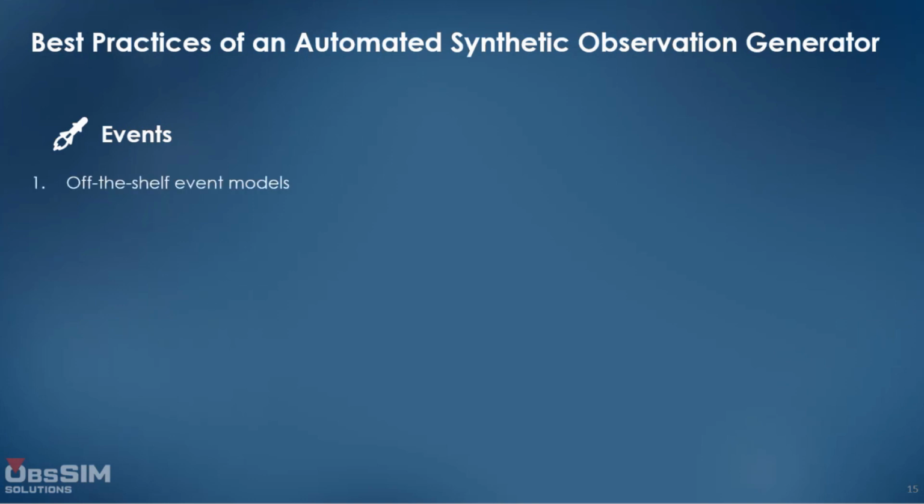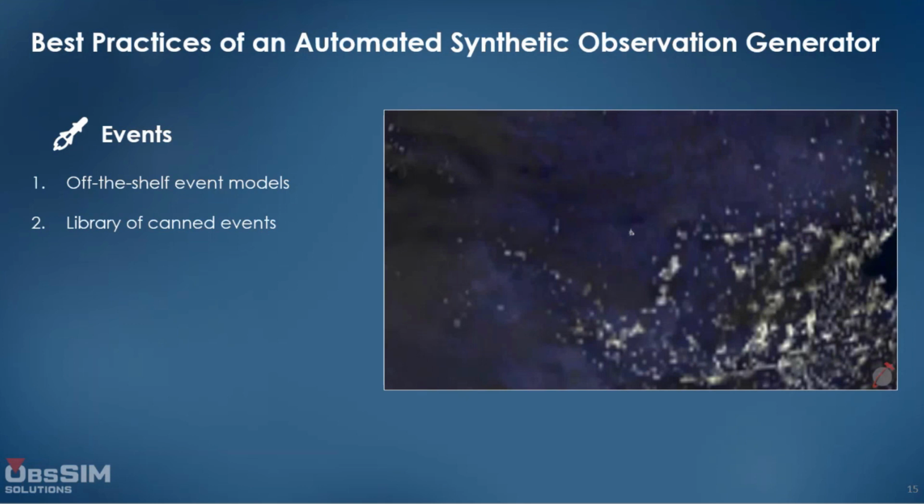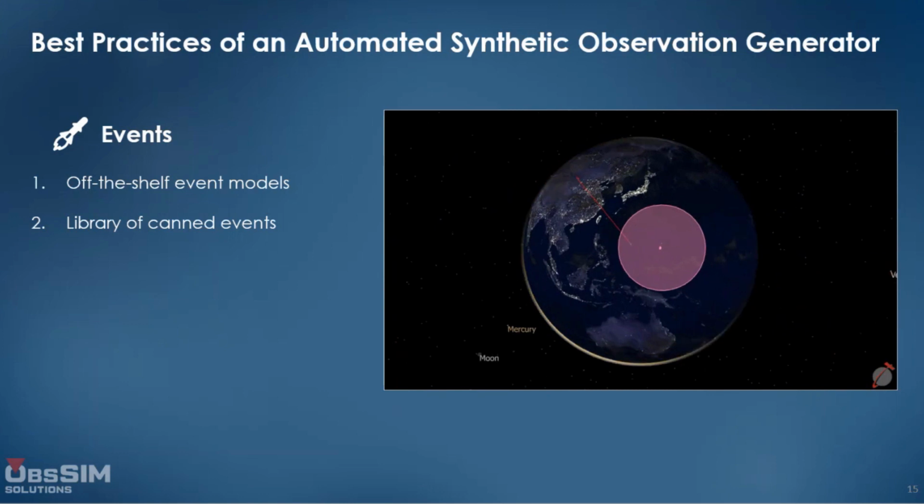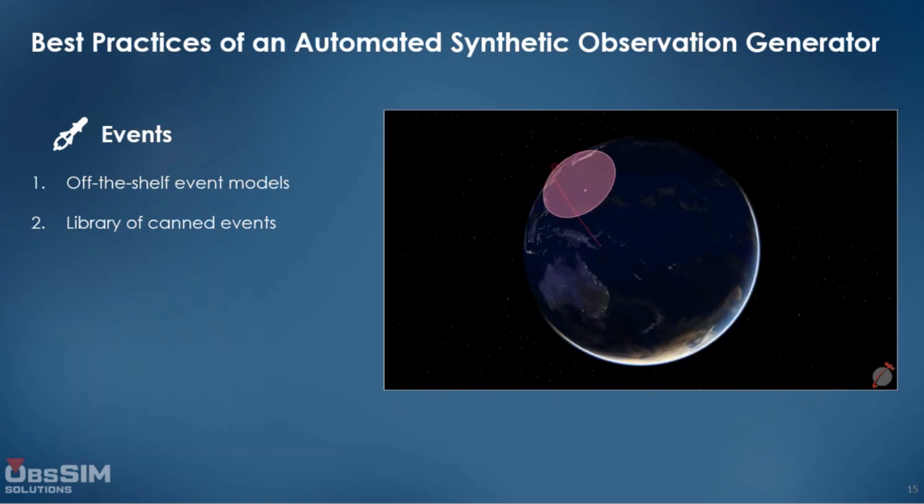First, you need off-the-shelf event models. As I said, to automate the OBS, you need something to be observed. And so such a system needs to provide off-the-shelf event models: breakups, launches, common maneuvers, etc. And then we found it's often useful to the exercise designer to have a library of pre-made events that they can draw from to run at the times that they actually ran, or maybe to advance in time to overlay other events that they've generated.